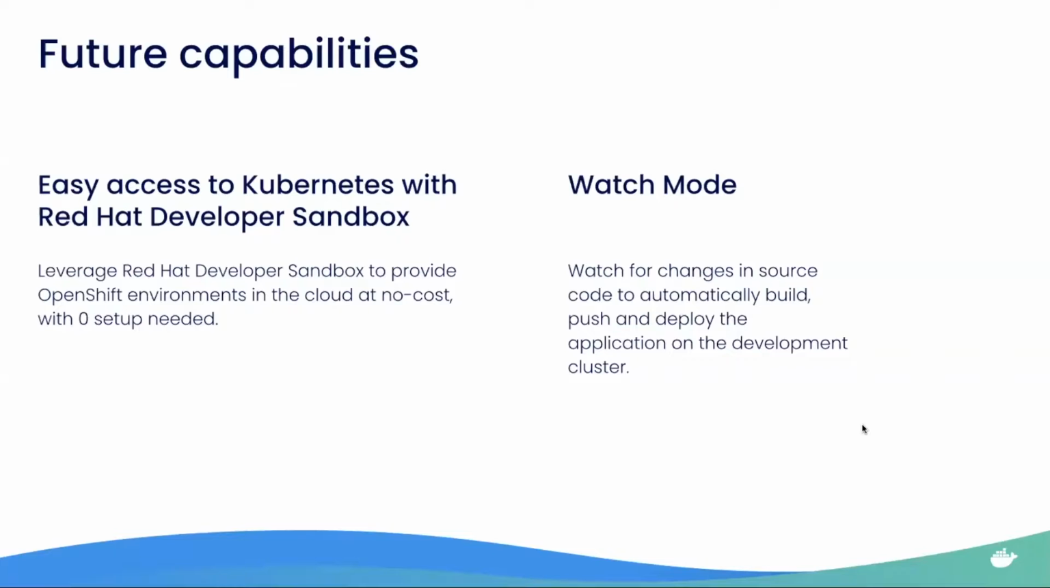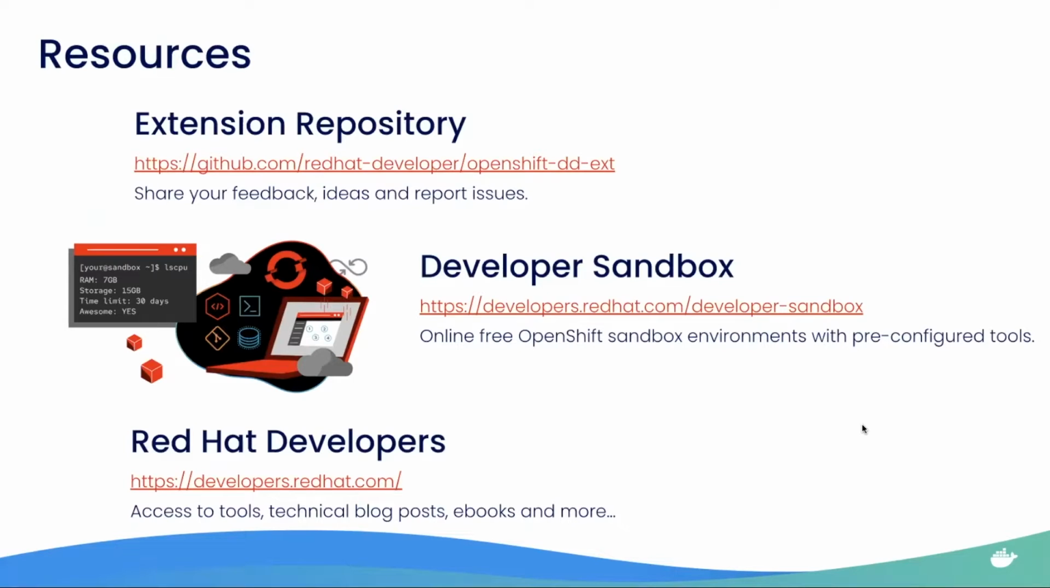In the future, we will work on providing easy access to Kubernetes by leveraging the Red Hat Developer Sandbox, which provides OpenShift environments in the cloud for free and which require no setup. We will also work on a watch mode to automatically detect changes in the source code to build the image, push it, and deploy the application on the development cluster. And if you are interested in this extension, you will find the link to the repository. Feel free to reach out to us, share your feedback, ideas, report issues, or contribute.